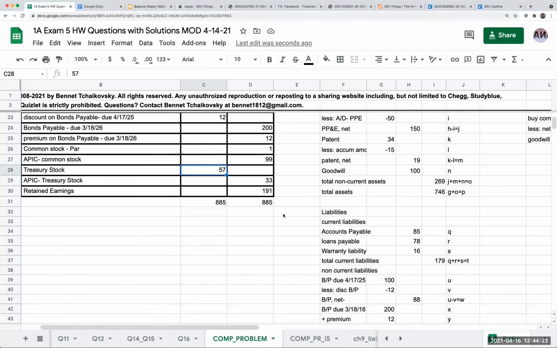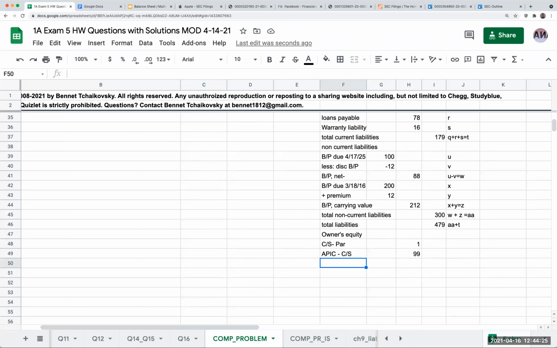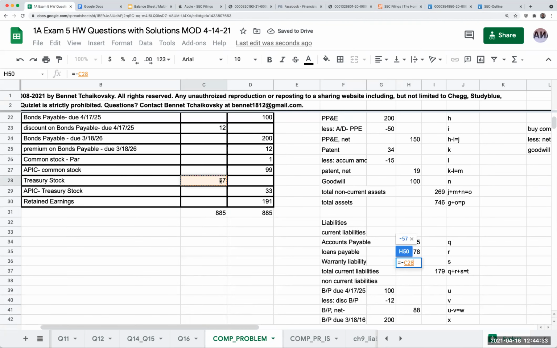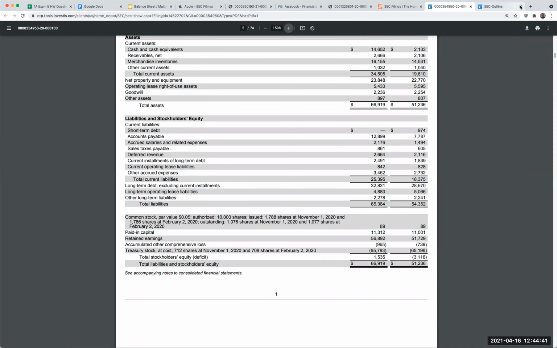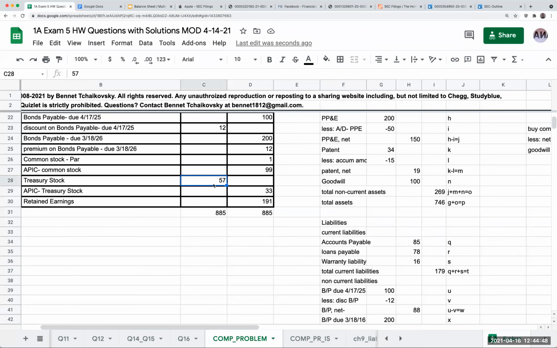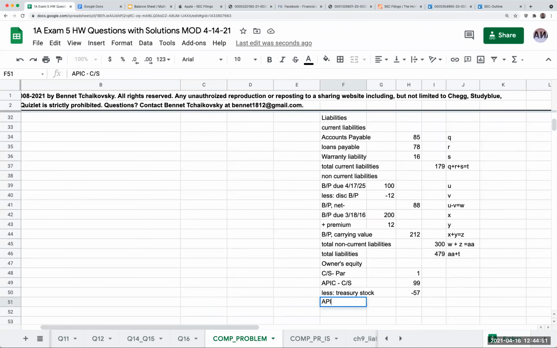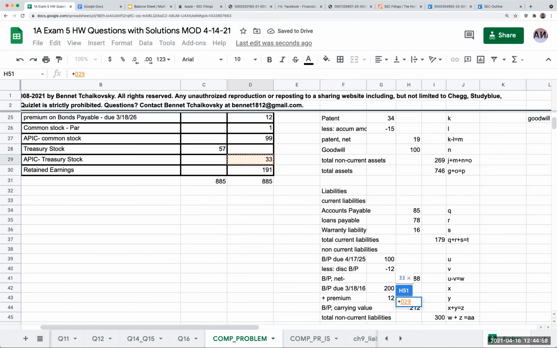So when we come over here, less treasury stock. This will be a negative number because it's reducing the amount of owner's equity. Okay, so again, treasury stock happens when we repurchase our own shares. So when I look at this over here, you're going to see treasury stock as a negative amount. It's because it has a debit balance. Over here, we have additional paid-in capital, treasury stock. This will be a positive amount of 33.